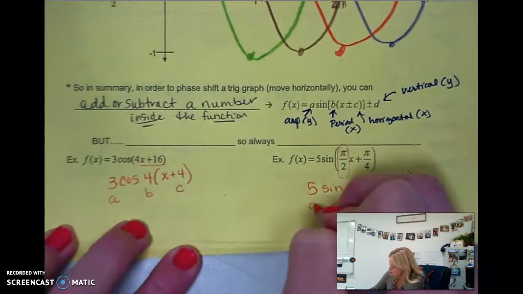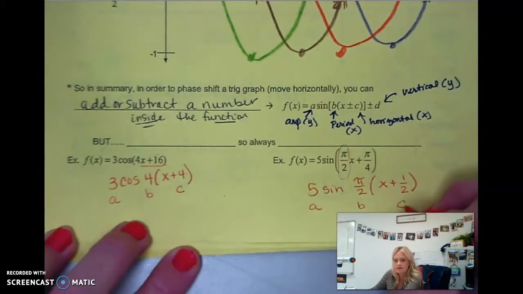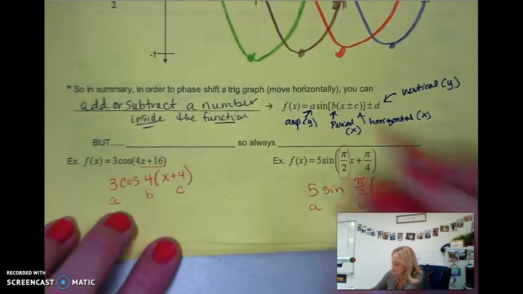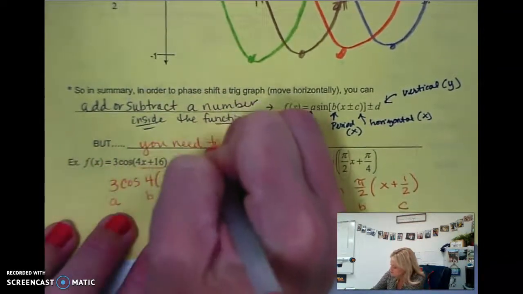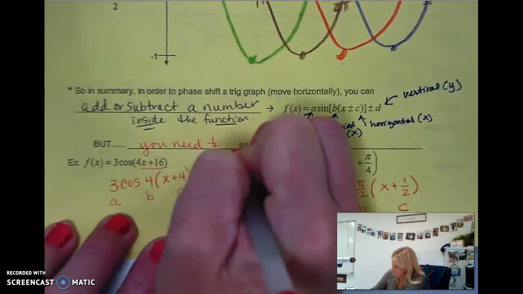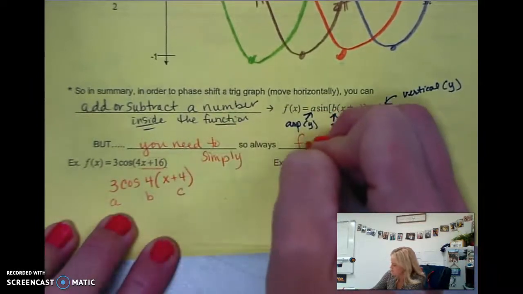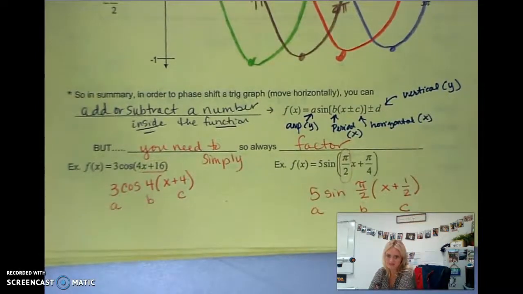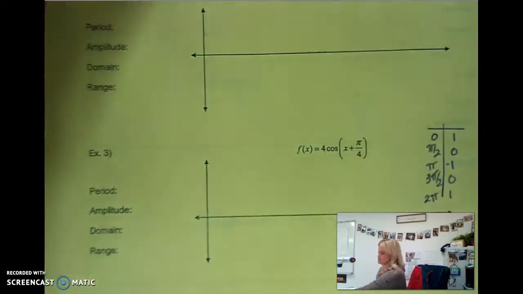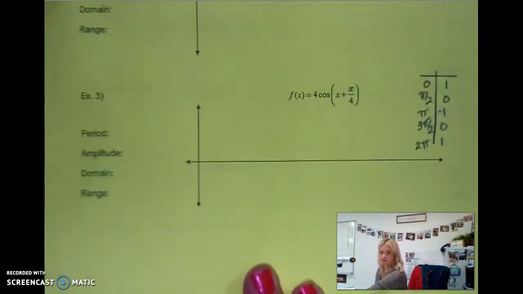So now there's my A, there's my B, there's my C. So you need to simplify by factoring. Okay, so that would be the little twist to it all. So I'm going to jump down to example number 3.